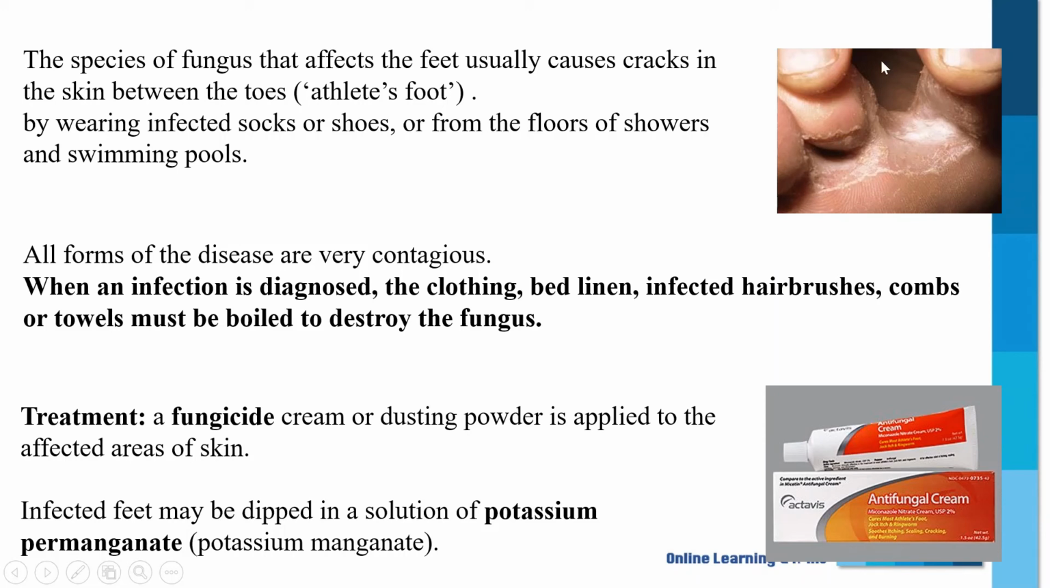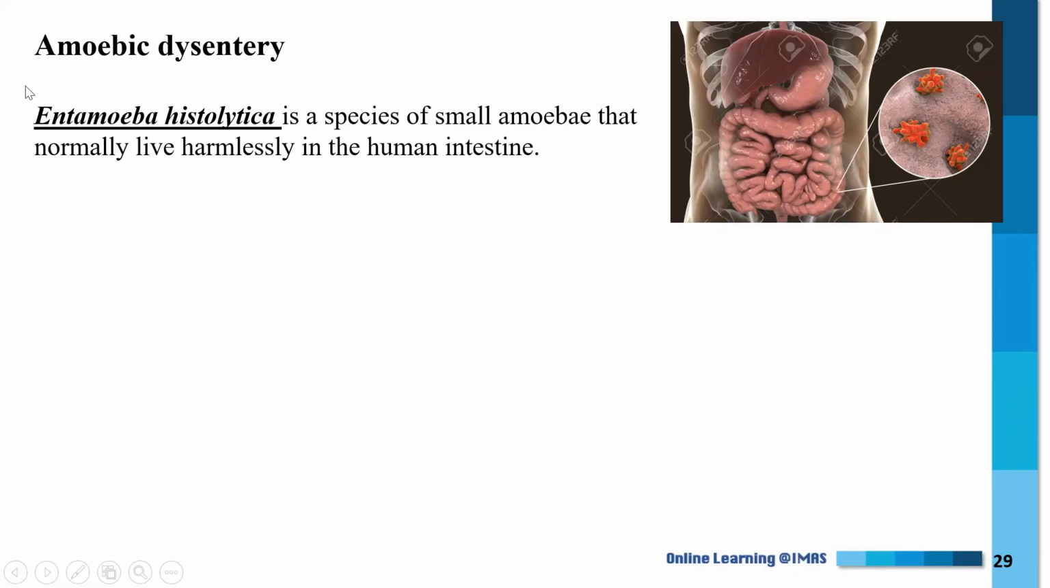If some persons have this infection, they can get treatment like fungicide. A fungicide is a medicine, a drug to kill fungus, or a dusting powder to be applied, or they can have a solution of potassium permanganate. This one they can get from a doctor. So if you notice anything like this, please check with your doctor.